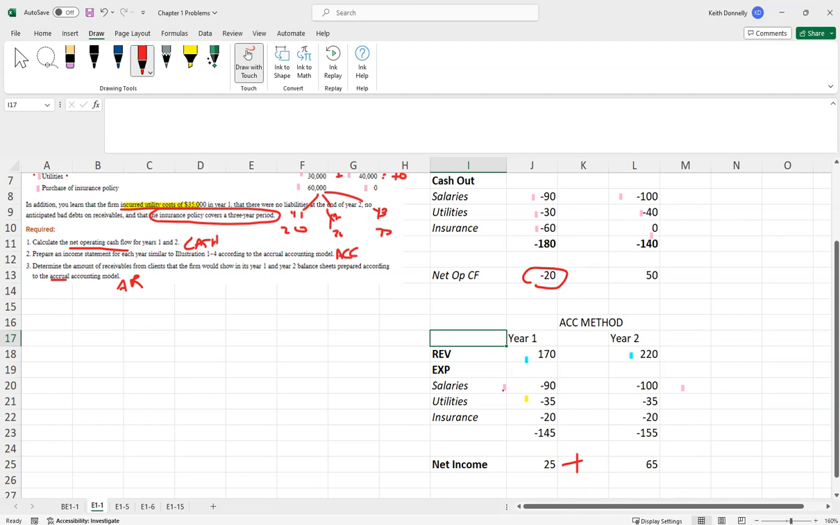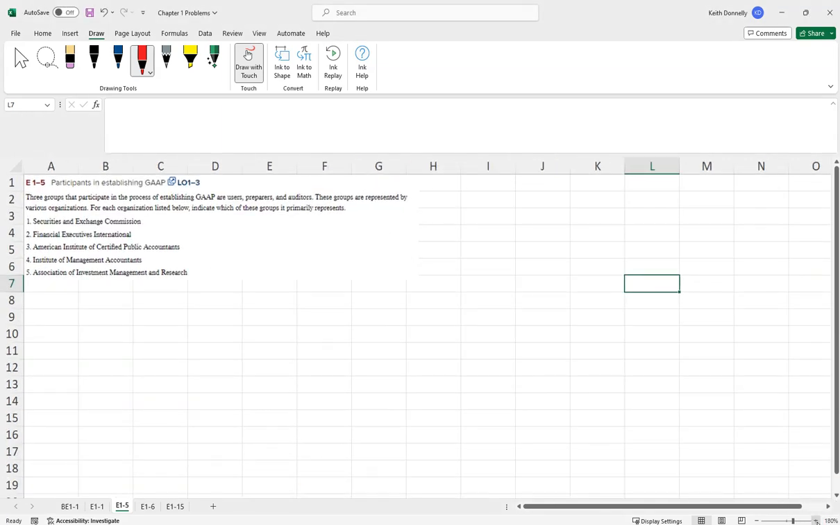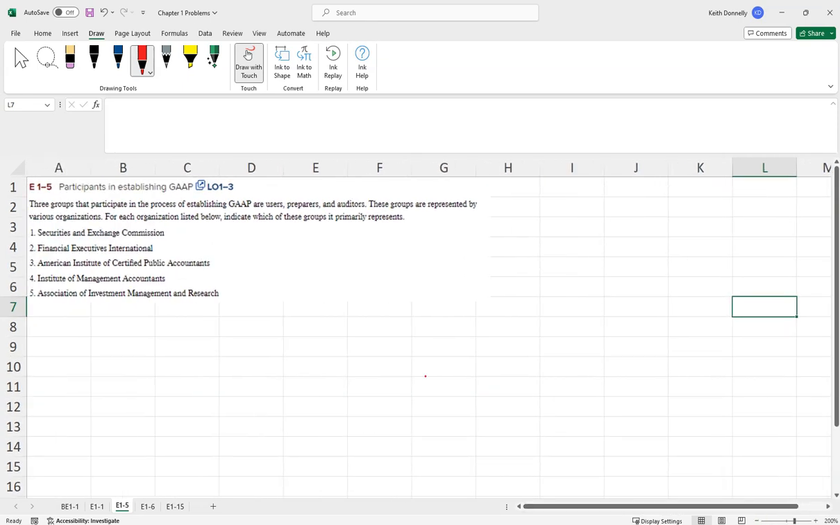Again, they're giving you a bunch of inflows and outflows. You need to look and see, when was this earned? When was this incurred? Let's look here at exercise 1.5. This is pretty simple. Some of these you need to think about. They're giving us some information here. They're saying 3 groups participate in establishing GAAP, right? So this is for external accounting, not internal accounting. We have users, preparers, and auditors.